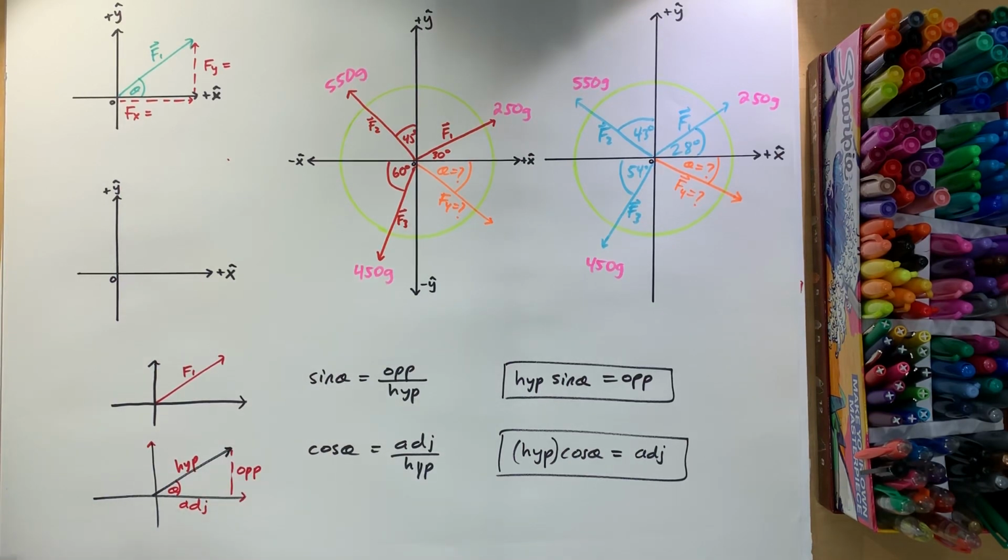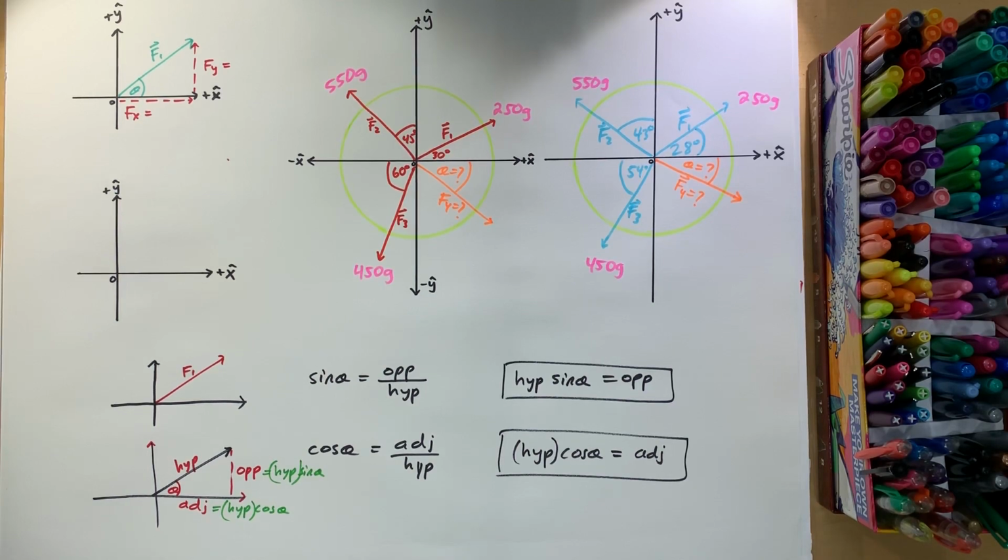So now, if I want to represent this side, this opposite side, right, I have it right here. I put hypotenuse times sine. So this is hypotenuse times sine theta. And if I want to represent the adjacent side, right, I got to write hypotenuse times cosine theta. Okay, let's put these in parentheses.